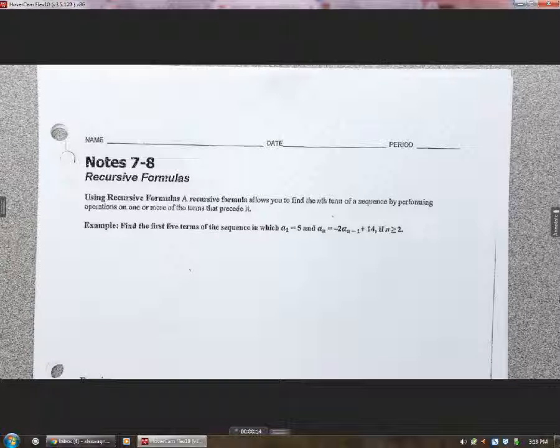This is your 7.8 notes. If you don't have these in front of you, you need to get them out. Everybody needs a pencil. If you need to borrow one, you can ask Mr. Cam and he can get it for you. There's some on my desk.